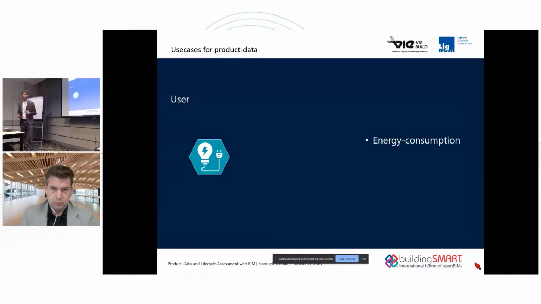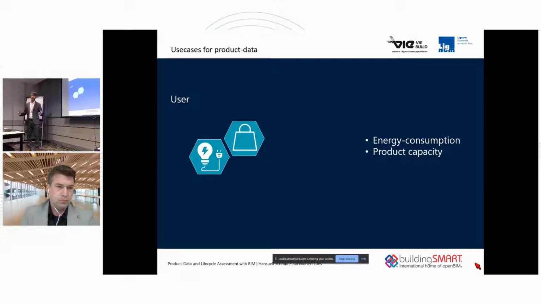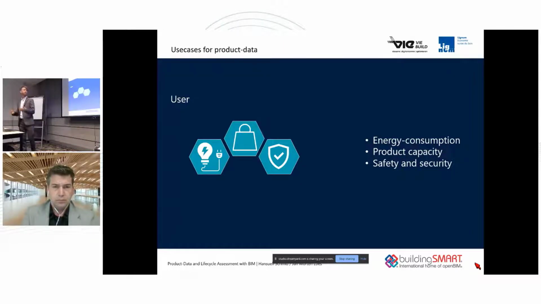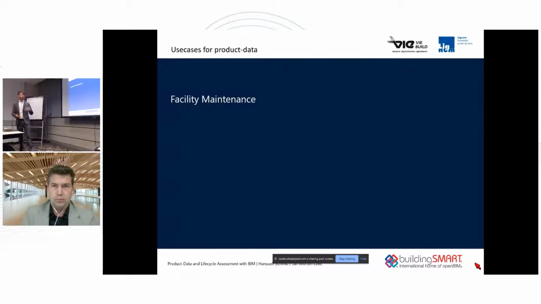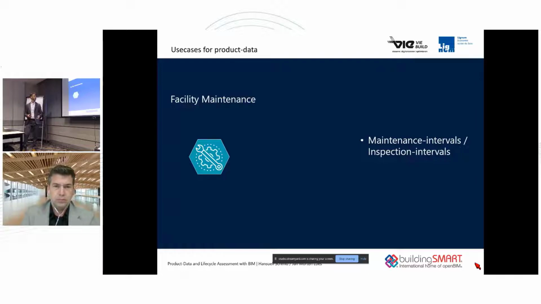The user, who might not be the owner, of course, is always interested in the energy consumption that might differ due to the products used. He might be interested in the capacity of specific products, like can I handle my piano on this floor or not, whatever. Safety and security issues about a specific product, like what is my door capable of? The facility maintenance, this is something that, of course, for us as an airport is important. Maintenance intervals, inspection intervals of specific products need to be connected to the model, visualized to see where we have those specific products built in.